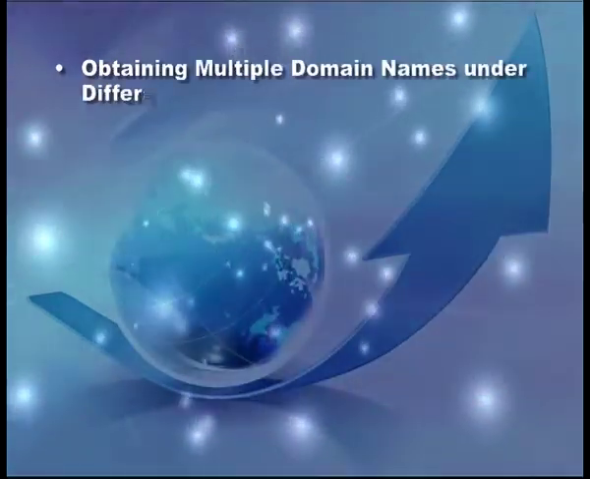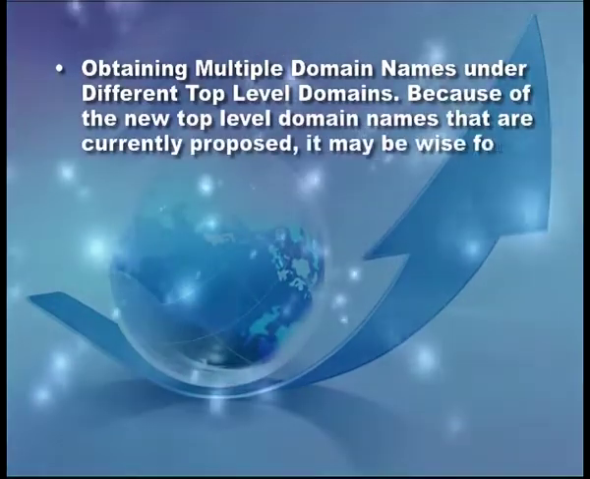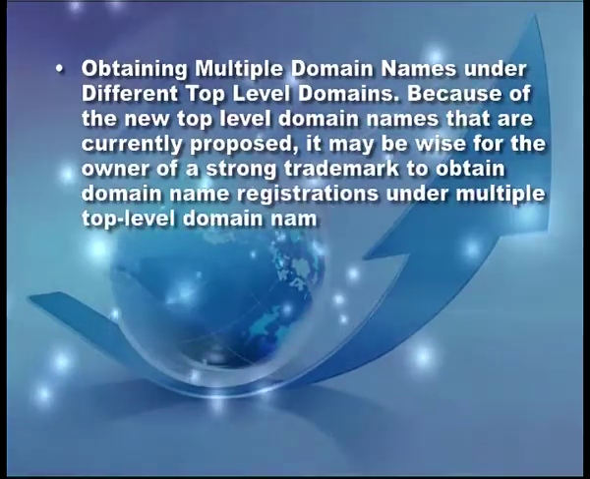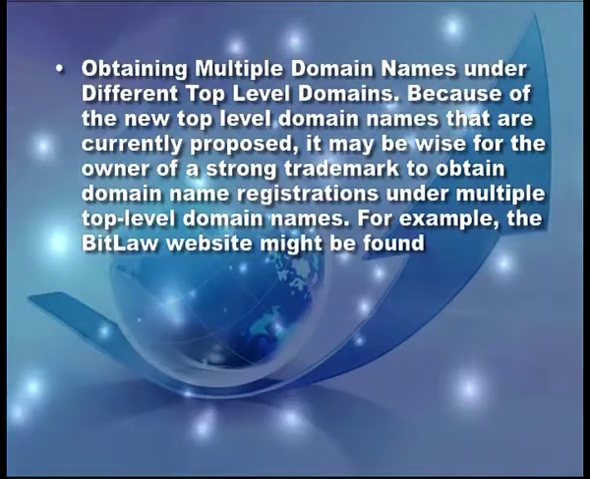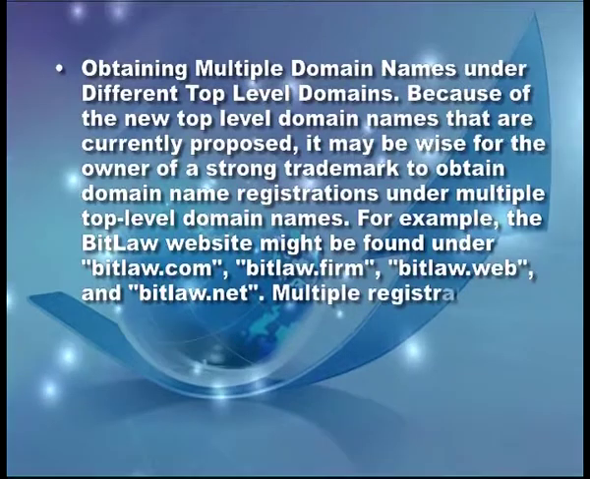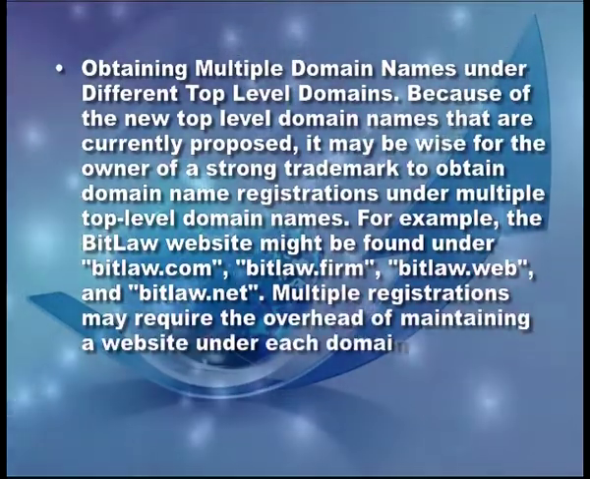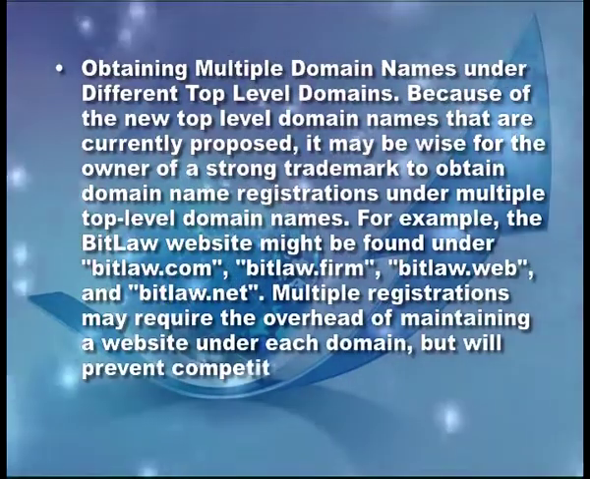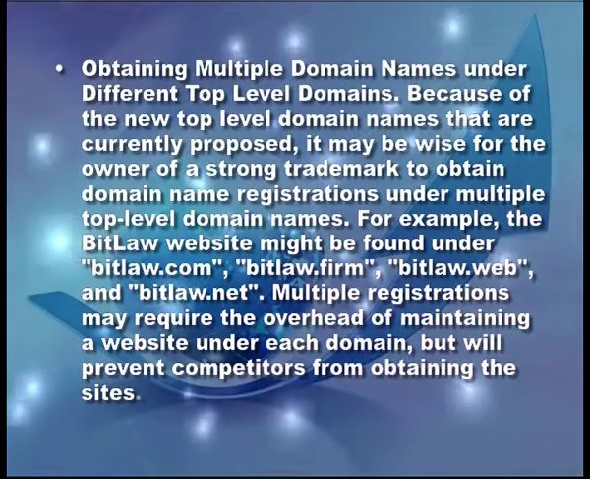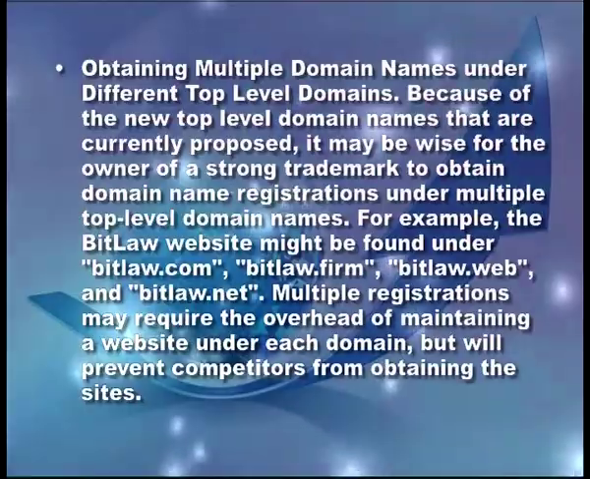Obtaining multiple domain names under different top-level domains. Because of the new top-level domain names that are currently proposed, it may be wise for the owner of a strong trademark to obtain domain name registrations under multiple top-level domain names. For example, the BitLaw website might be found under bitlaw.com, bitlaw.firm, bitlaw.web and bitlaw.net. Multiple registrations may require the overhead of maintaining a website under each domain, but will prevent competitors from obtaining the sites.